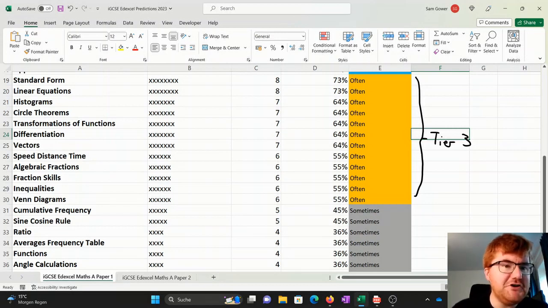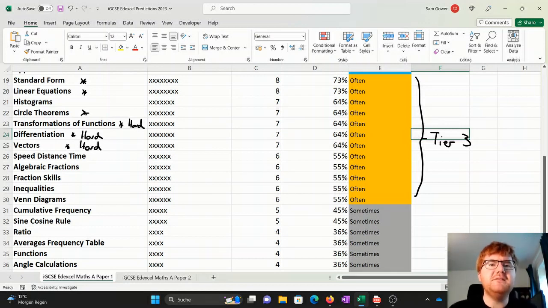Notice this can feature things like standard form. That's a medium-style topic, as are things like linear equations, which also includes simultaneous equations. Circle theorems and transformations of functions would be seen as harder topics, so keep that in mind. That's the same here with differentiation and vectors too.